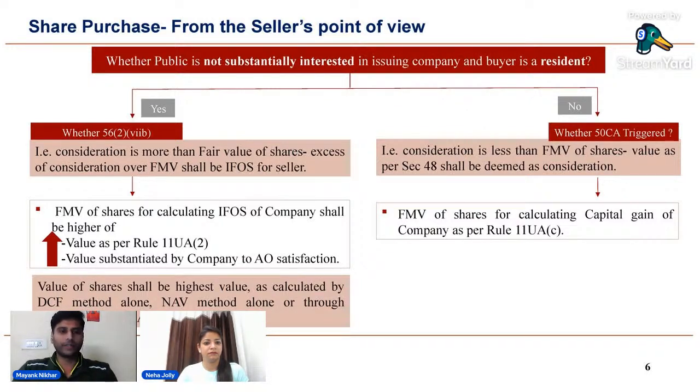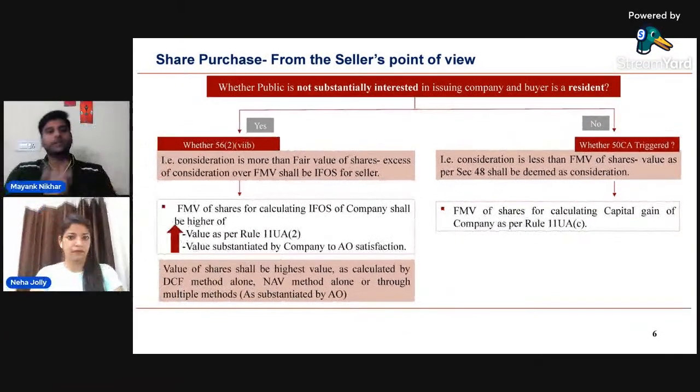When there's a share purchase, there are two parties involved: the buyer and the seller. I'll be taking the buyer's and seller's points of view separately. If we look at it from the seller's point of view, there are two sections which mandate valuation. The conditions under which these two sections get attracted are: the company is not a public company, it is the issuing company, and the buyer is a resident buyer.